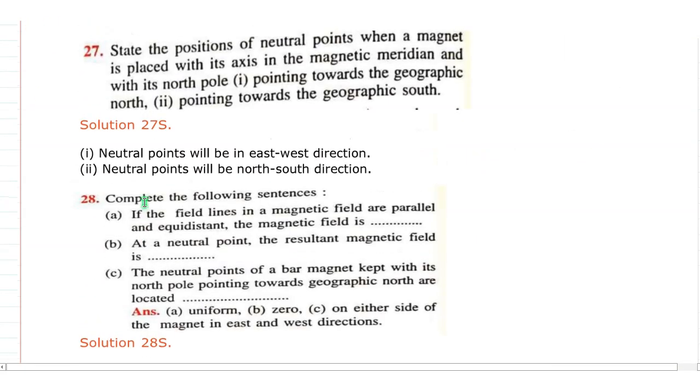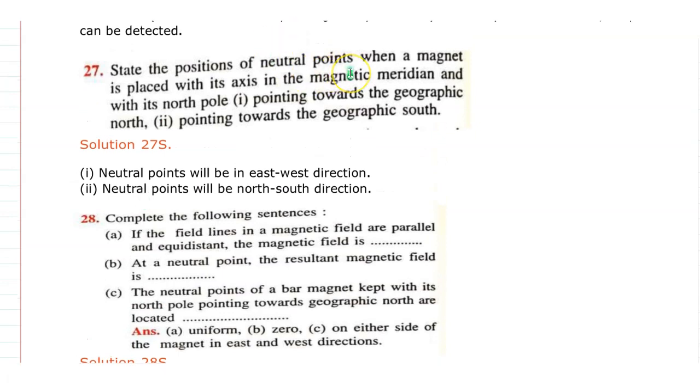Question number 27, last question. State the position of the neutral points when the magnet is placed along the axis of the magnetic meridian with its north pole pointing towards the geographical north pole. Neutral points will be in the east-west direction. And when the north pole points towards the geographical south pole, neutral points will be in the north-south direction.